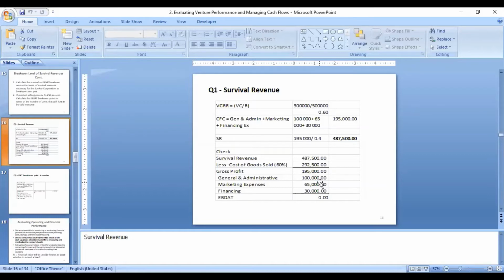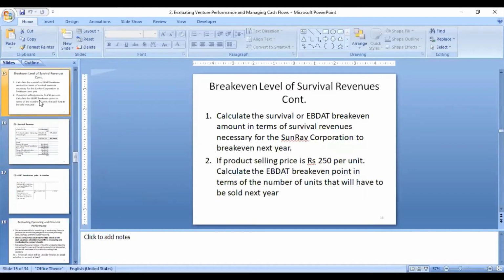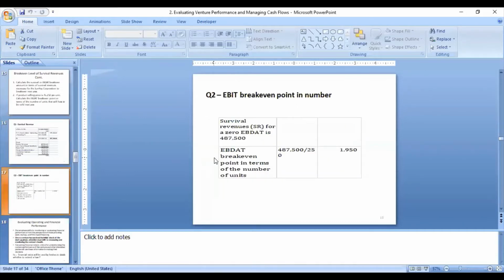So here in the second question, it's asked that if the selling price is rupees 250 per unit, then what is the number of units that will have to be sold next year in order to break even? So just you can calculate that: 487,500 divided by 250, number of units is 1950.